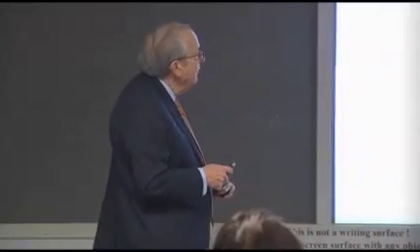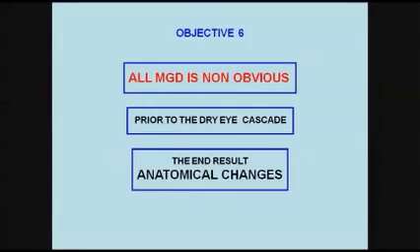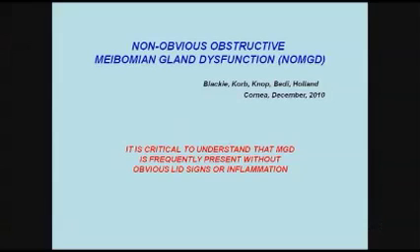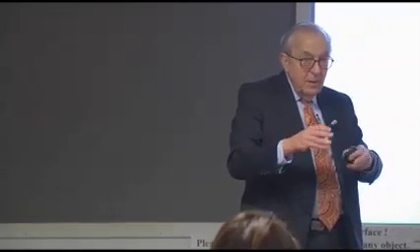Our sixth objective: understand that all MGD is not obvious. 100% of it is not obvious prior to the cascade. And after the cascade, when symptoms start kicking in, it still usually is not obvious, because you can have all the burning that you had on a constant basis before the anatomical changes start. And that's so critically important to understand.